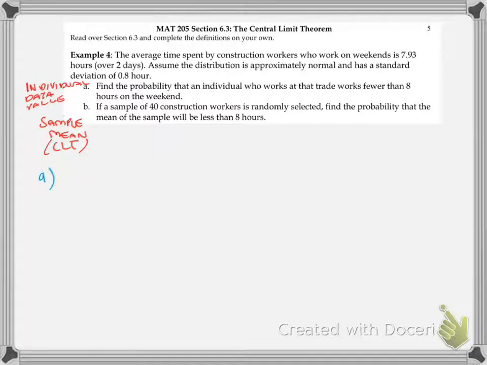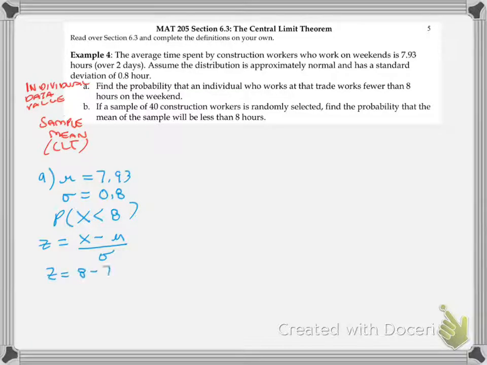And again, you should try to see if you can answer it on your own. Well, we know our mean is 7.93. Our standard deviation is 0.8. And for A, we want to know the probability that X is less than 8, right? Because this is an individual data value. That's why it's not X bar. X bar represents a sample mean, but this is just an individual data value. And so for this, remember, we're just using X minus mu over sigma. So this is 8 minus 7.93 divided by 0.8, which is 0.09.